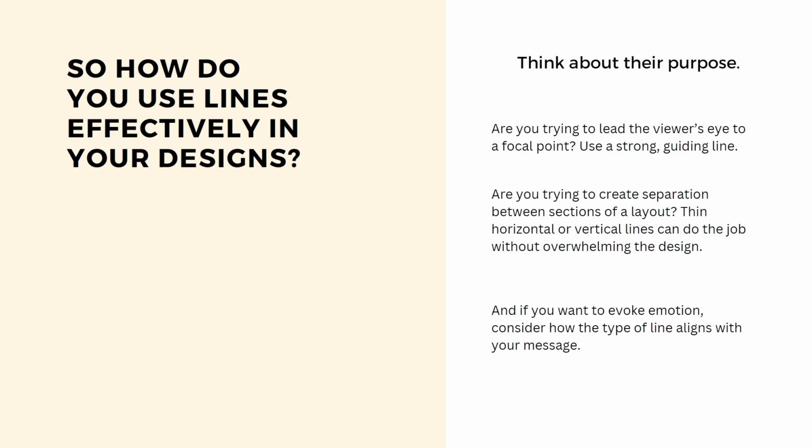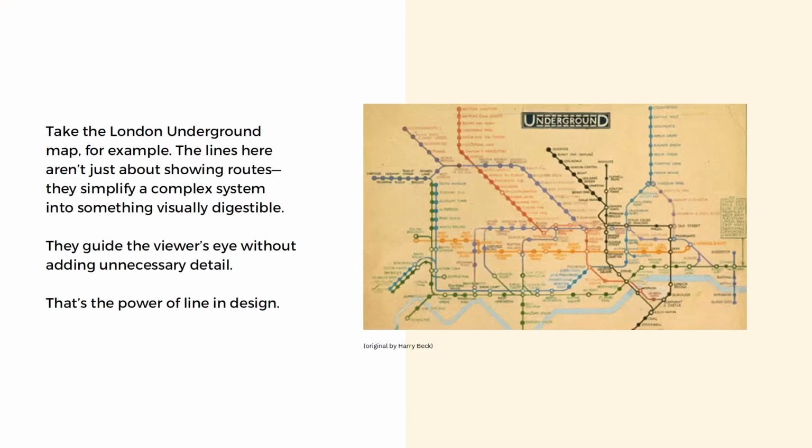If you're trying to go for some separation between the sections, horizontal and vertical lines are probably what you'll go with because they're not going to overwhelm the design. If you want some sort of emotion, like we were just saying with the curvy, which has that friendlier, whimsical approach, you might want something a little bit more organic and free-flowing to help align with whatever message you're trying to convey.